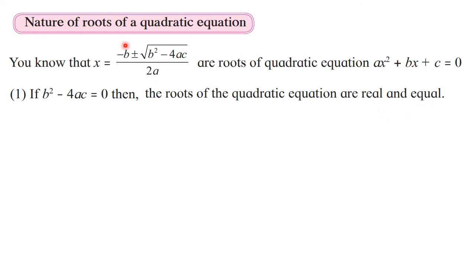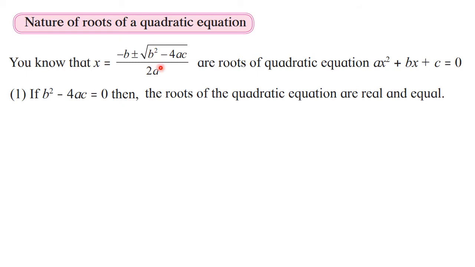Okay. Why equal? Because the second term from the numerator is absent because of 0. It is not present, so we are getting a single root, or we can say we are getting equal roots. So this is the first condition: if b square minus 4ac is 0, then the roots of the quadratic equation are real and equal.